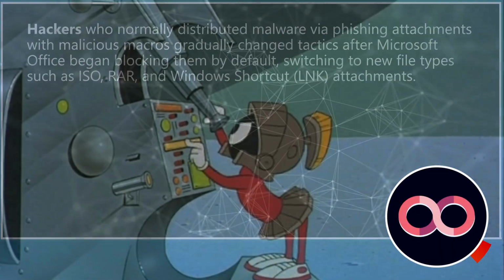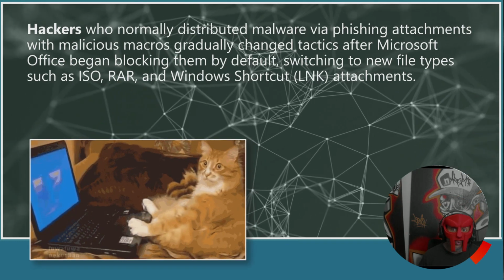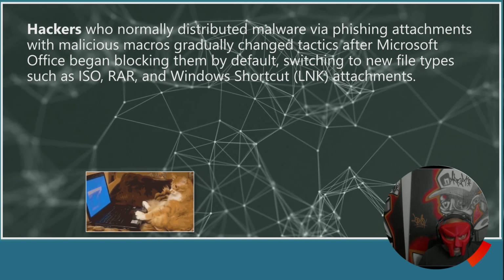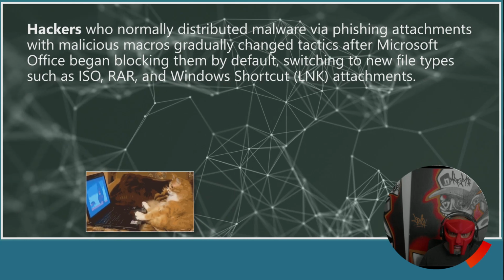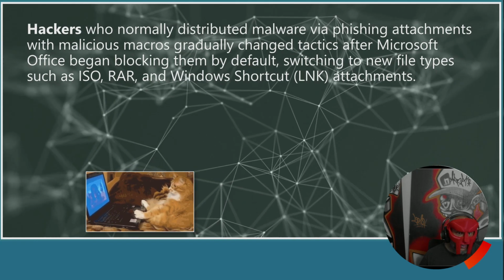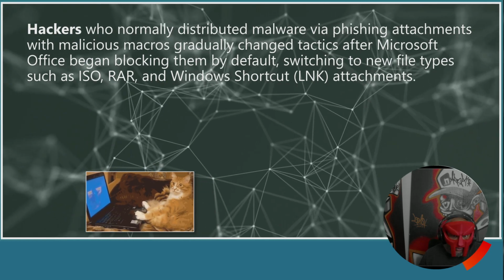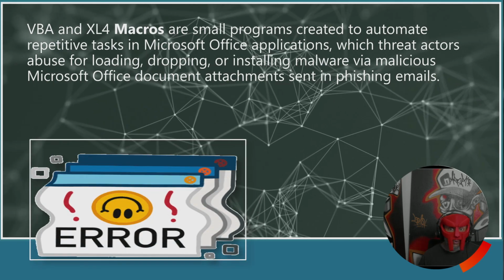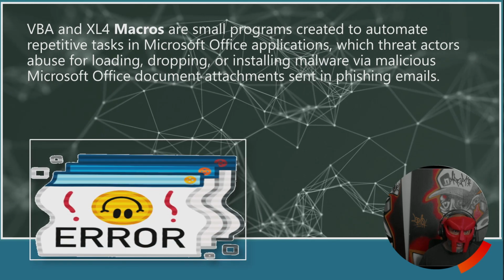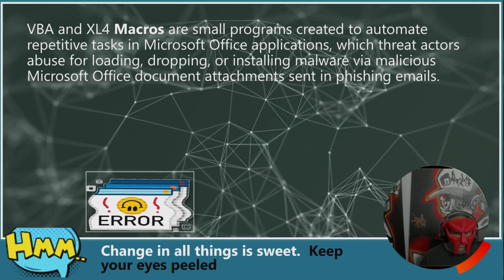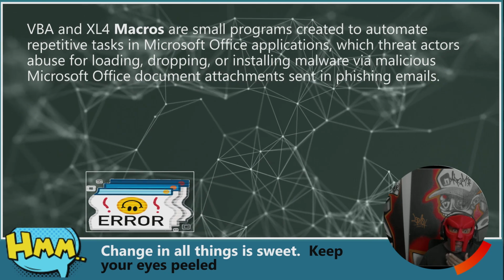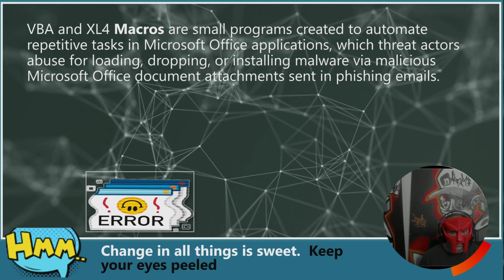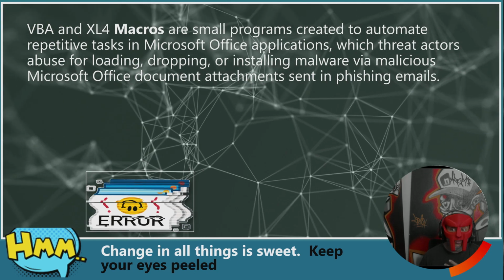Hackers, who normally distribute malware via phishing attachments with malicious macros, gradually changed tactics after Microsoft Office began blocking them by default, switching to new file types such as ISO, RAR, and Windows shortcut attachments. VBA and XL4 Macros are small programs created to automate repetitive tasks in Microsoft Office applications, which threat actors abuse for loading, dropping, or installing malware via malicious Microsoft Office document attachments sent in phishing emails.